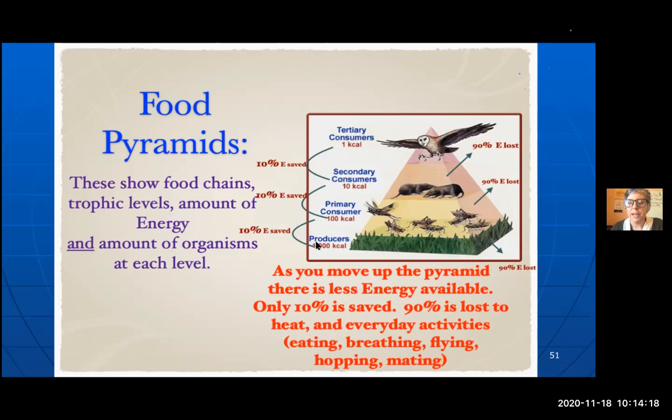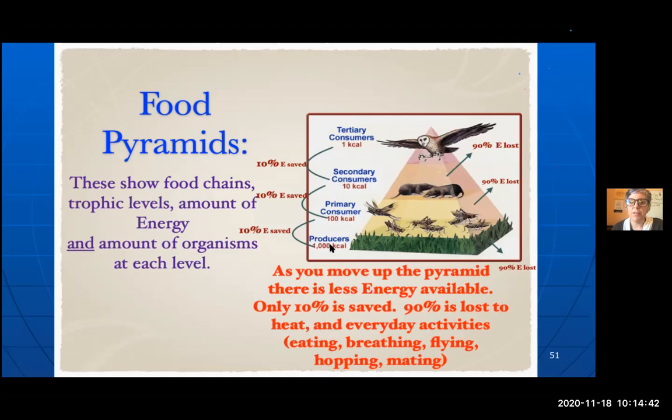So we measure energy in kilocalories. Energy that we eat gets measured in calories. You've probably heard that before. So if there was 1,000 kilocalories available in the grass here, what's available to the grasshoppers is only 100 kilocalories.